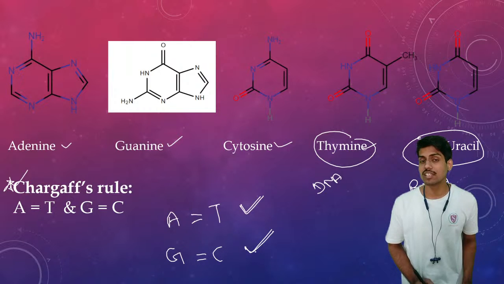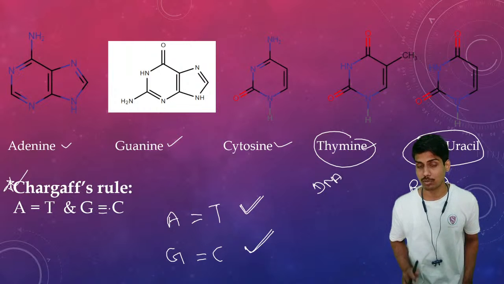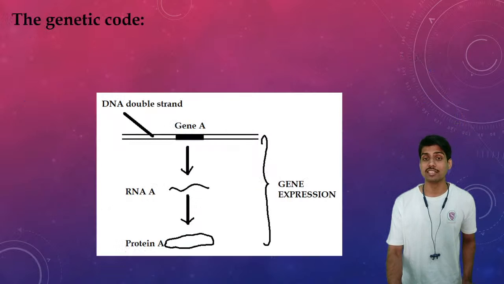Why would this be the case? Because this guanine will only attach to the cytosine with a triple bond. So that is what Chargaff's rule is, and this DNA obeys Chargaff's rule.